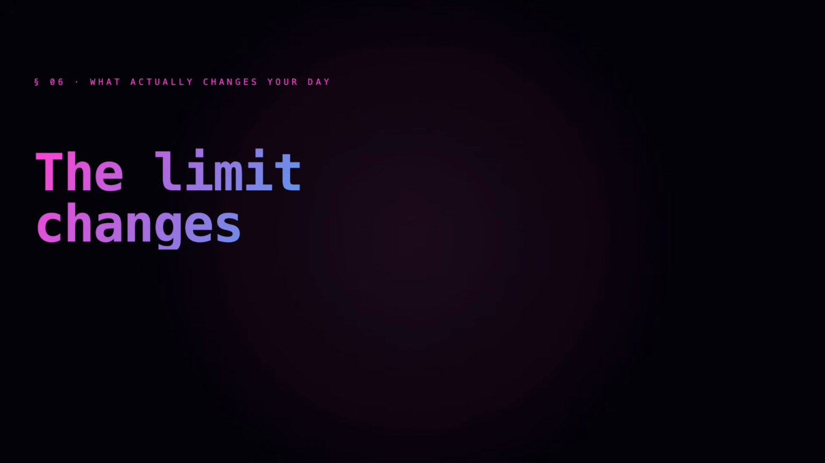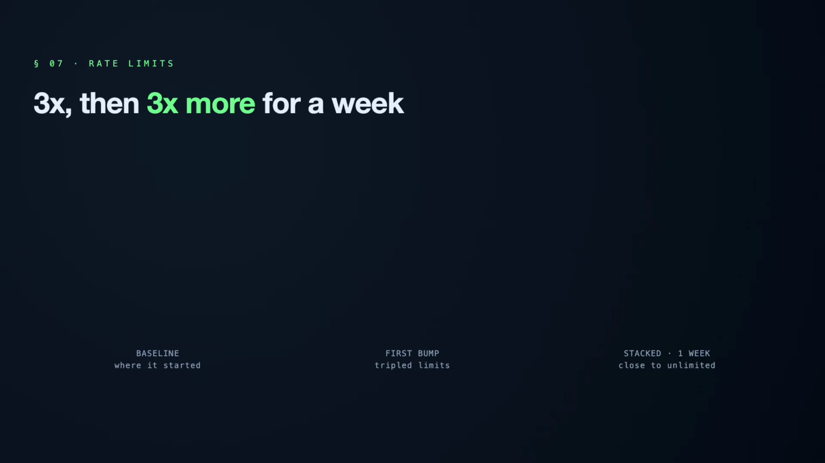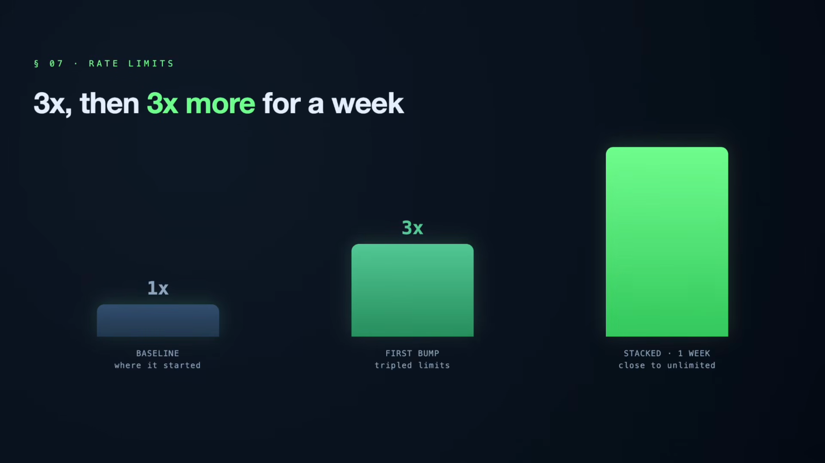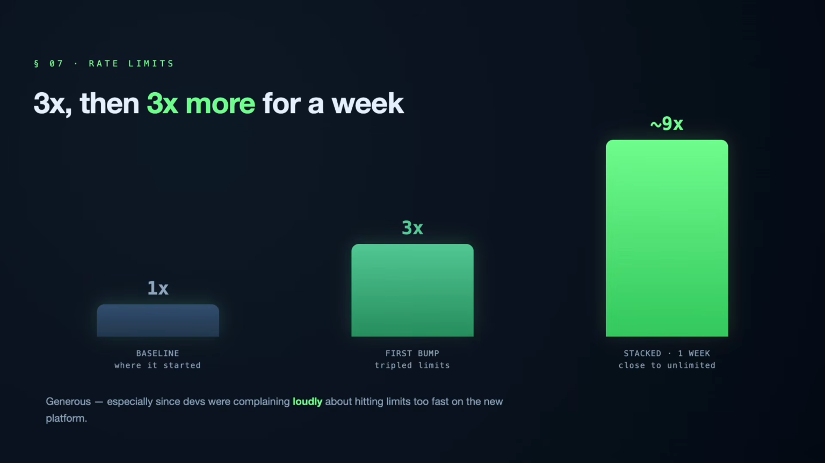The limit changes are the ones that'll actually change how you use the thing day to day. Google bumped the model rate limits in Anti-gravity, first by 3 times, and then on top of that, another 3 times for a week. Stack those, and you're looking at close to unlimited usage for that window, which is generous, especially since some developers have been complaining loudly about hitting limits too fast on the new platform.